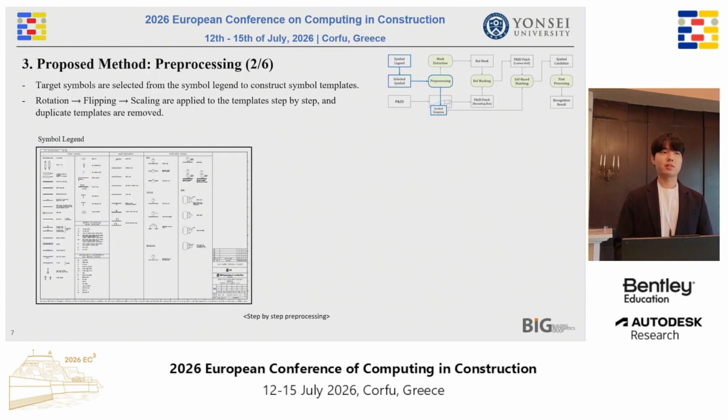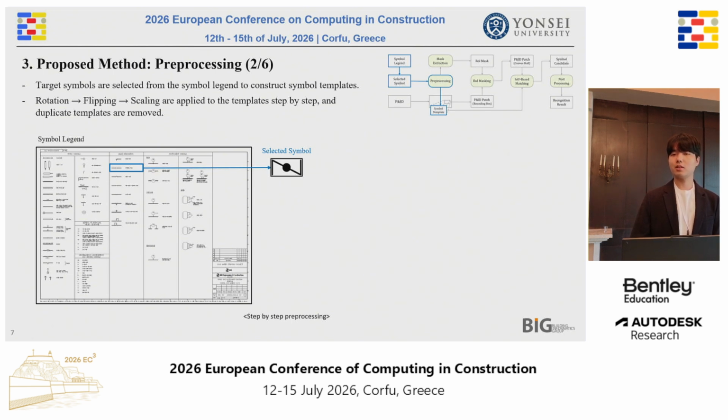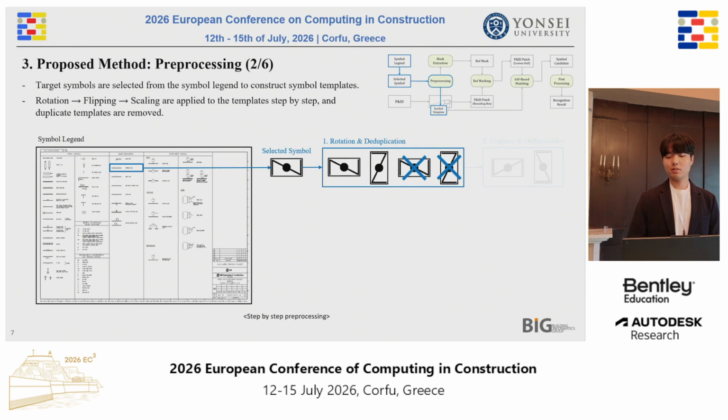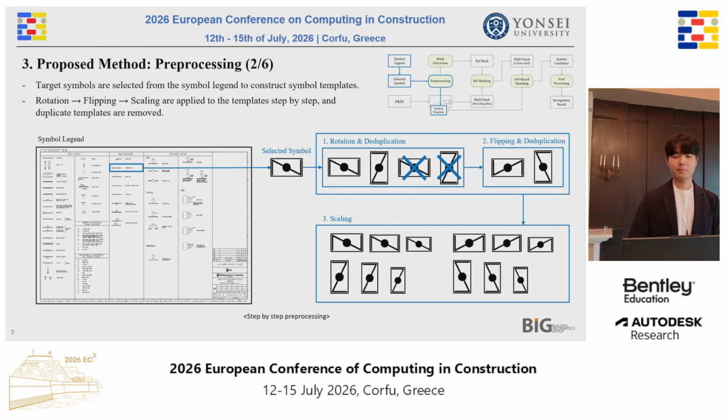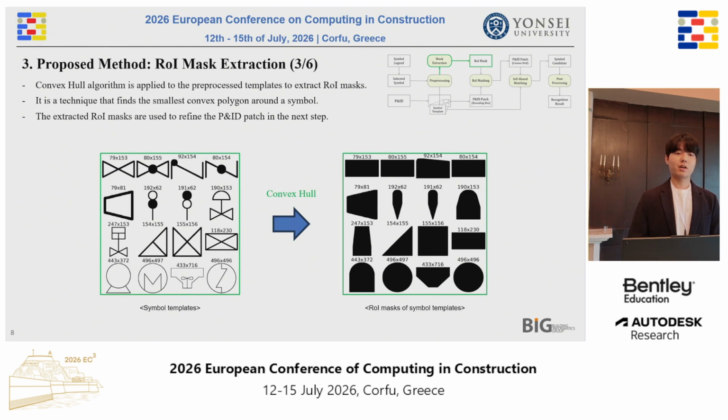The first step is pre-processing. Target symbols are selected from the symbol legend to construct templates. Since symbols appear in various orientations and sizes, we applied rotation and deduplication, then flipping and deduplication, and scaling step by step. Next, we extract ROI masks. The convex hull algorithm finds the smallest polygon including each symbol. This gives us the actual region each symbol occupies. And ROI masks are used in the next step to mitigate the impact of irrelevant lines and text around the symbol.